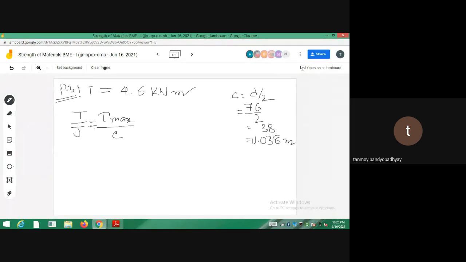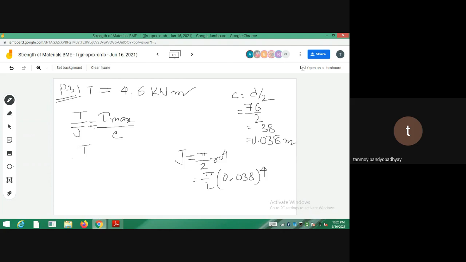So just put all the values. What will be the value of J? J for a solid shaft is pi by 2 r to the power 4. So what is the radius? The radius is actually 76, I think. Right? No, 38. So that is 0.038 to the power 4. So you calculate the value of J. So you put that here.